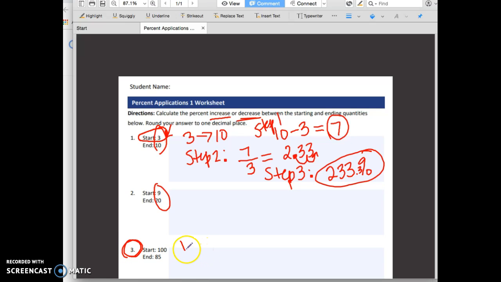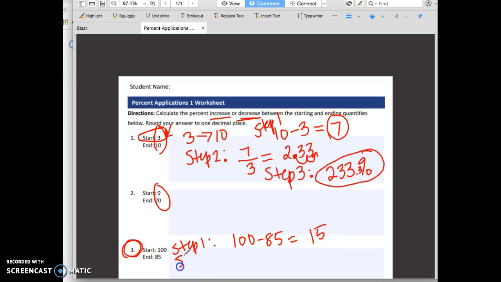All right, so step 1 was what? What was step 1 in the other example? We're going to do the same exact thing. What did we do? We subtract them, right? So 100 minus 85. And the big number always goes first when we're subtracting, no matter if it's a percent increase or a decrease. Get out your calculator. If you get confused by subtraction, it's okay. Use your calculator. So 100 minus 85 is 15. Okay? We've got that number.